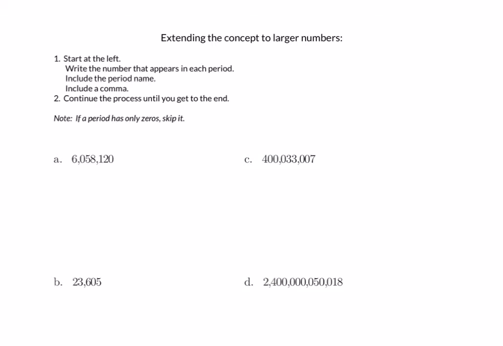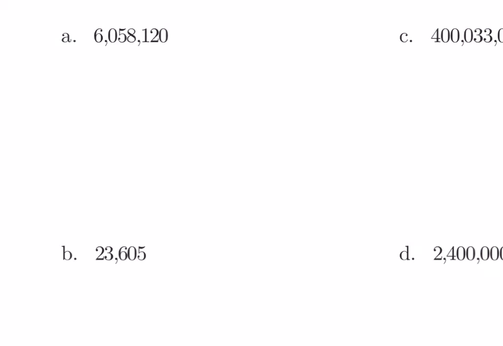So if we look at example A, starting on the left, what is the number up to the comma? This is all we're worried about, is this right here. This is 6, and then I want the period name. Well, remember that our periods are 1, 1,000, and million. This is in the millions period, so I'm going to include millions and include my comma in the words.